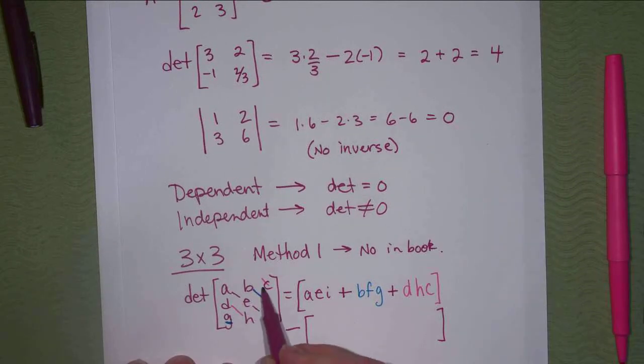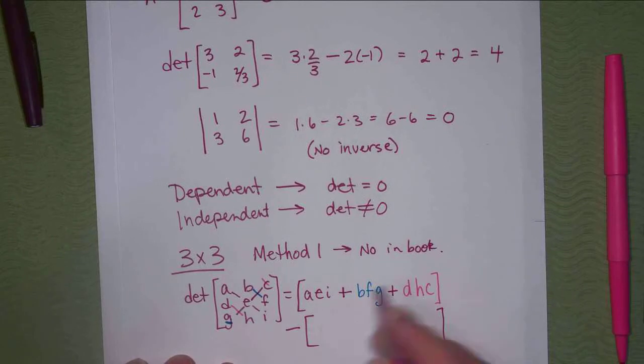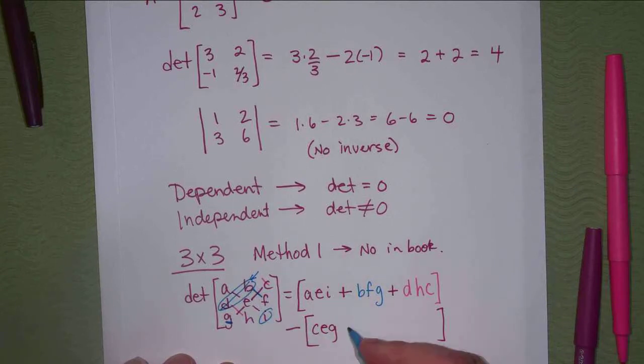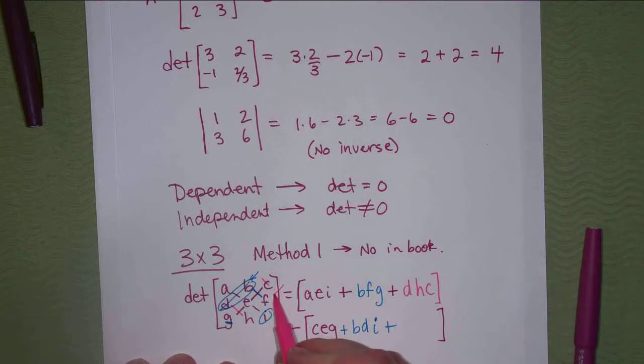So what's the first one? C, E, G, so the backwards diagonal. And then what? Go here, B, D with I. And what would the last one be? Right here. F, H, and A.